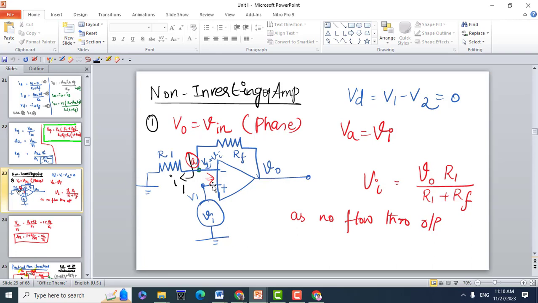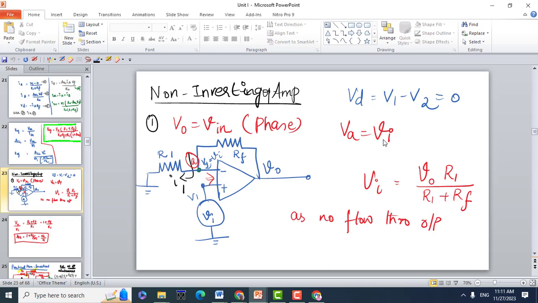So the difference in voltage, V1 minus V2, generally named Vd, should be equal to 0 because both are VA. What is VA? VA is nothing but the node potential, which is Vi. VA is equal to Vi.